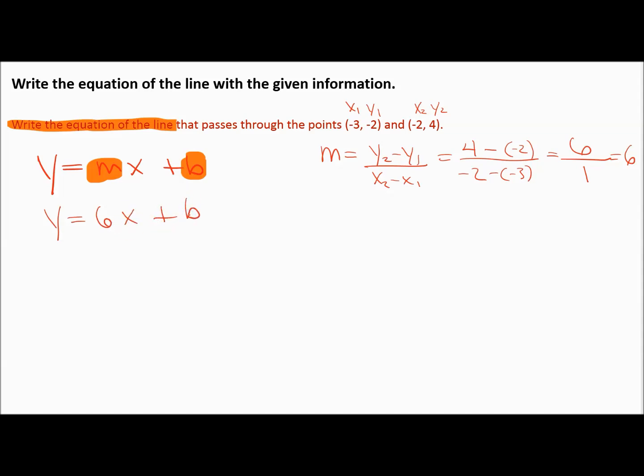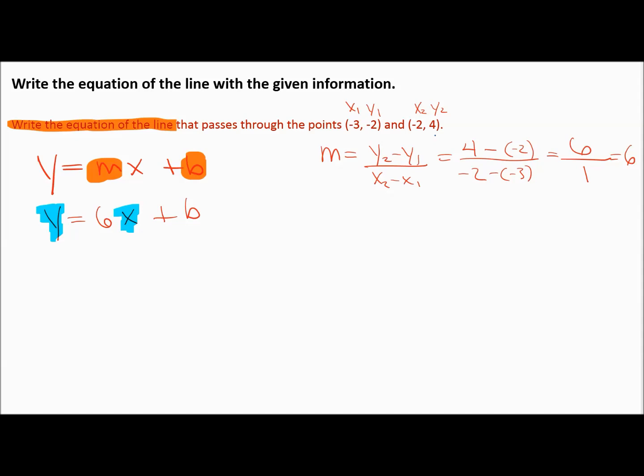So now we're at the point y equals 6x plus b. Now remember, the next step was to substitute for x and y. Okay, so I need to substitute something for y and something for x. Well, I can do that. Okay, which point do you want to use? Well, it doesn't matter. You can use -3 and -2 for your x and y, or you can use -2 and 4 for your x and y. It honestly doesn't matter. I think I'm going to use the -2 and the 4 only because the 4 is positive. So working with positive numbers is usually a little bit easier. So that's why I'm doing that.